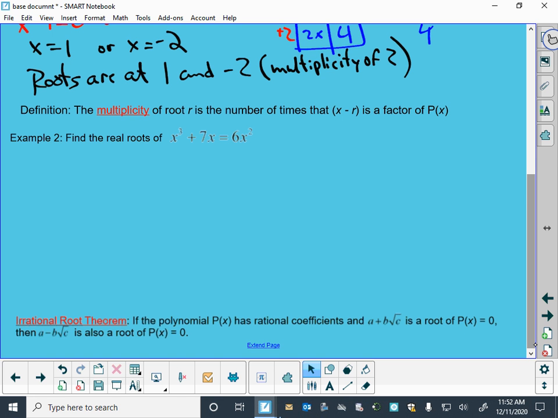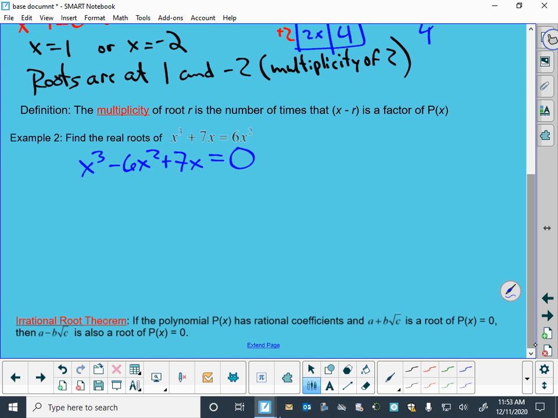All right, we did that. So now we're going to find the real roots of this equation. The first thing we have to do, we started this as soon as we got to quadratics, is we've got to make the thing say equals 0. So we got an x cubed. We'll subtract the 6x squared from both sides, plus 7x is equal to 0.